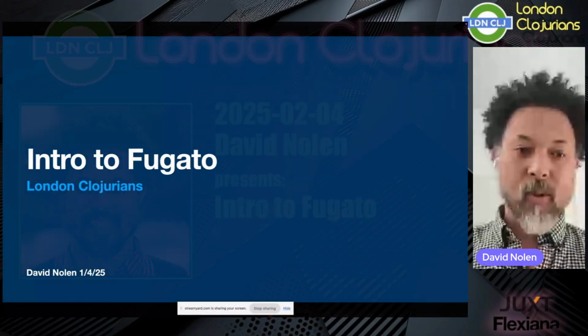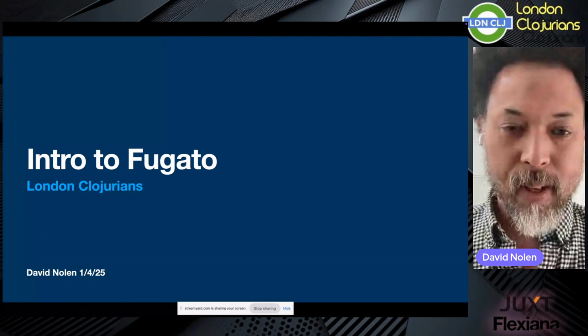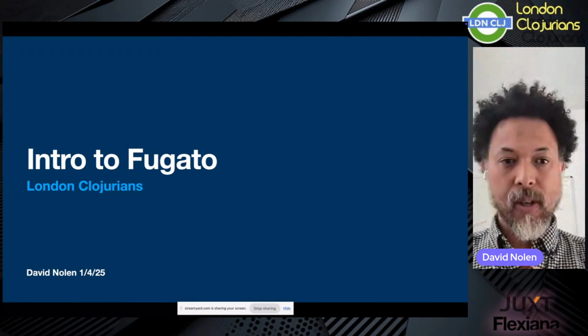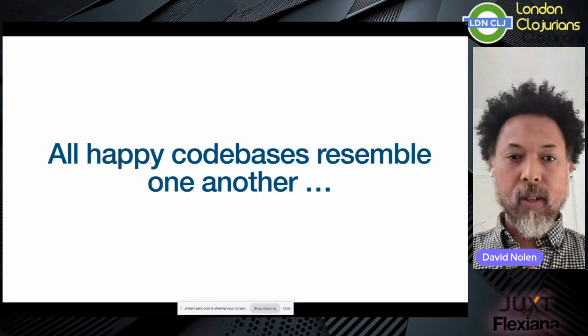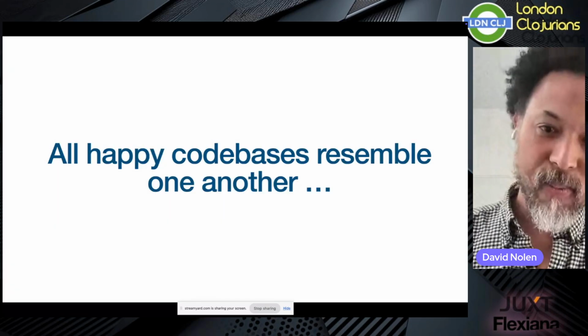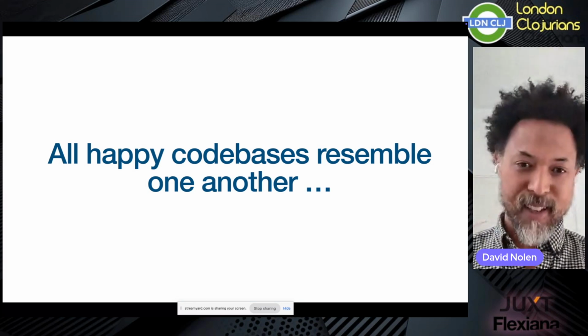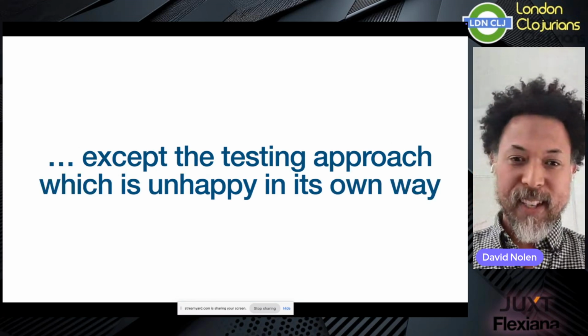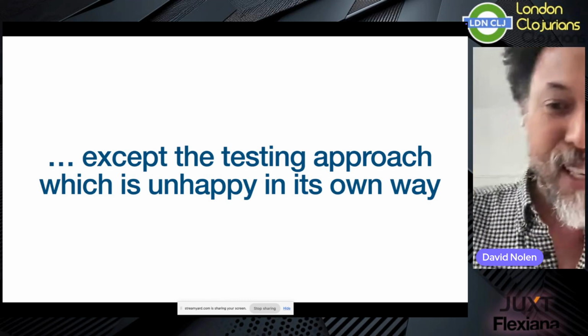So yeah, this is the intro to Fugato, a library that I worked on with some people at Vouch. We'll get into why that was useful, but I want to start with a quote because I think it applies to this. It's like testing in general. All happy code bases resemble one another, except the testing approach, which is unhappy in its own way.